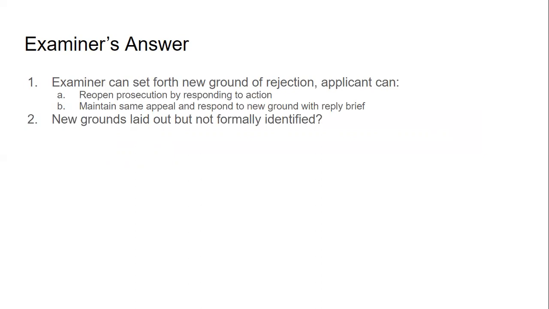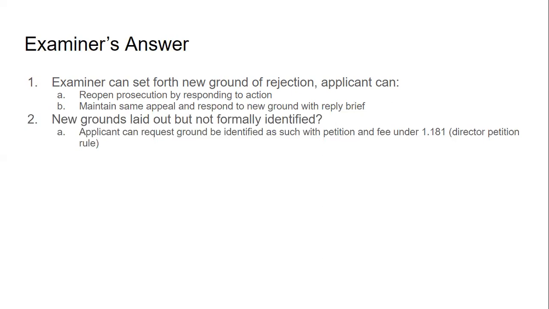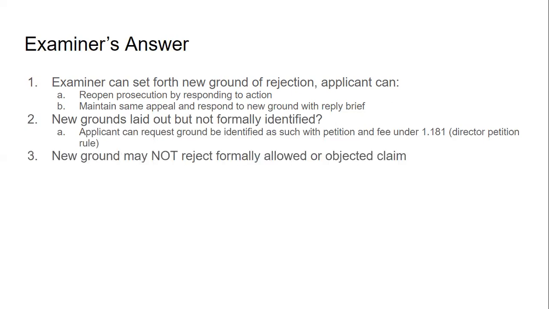Now, if the new grounds are laid out but not identified, then the applicant can request that the ground be identified with a petition and fee under 1.181. And so basically any petition to the director has to be done within 2 months. That new ground cannot reject a formally allowed or objected claim. So when we're saying objected claim, that might be something where there's an independent claim 1, a dependent claim 2, and the dependent claim 2 is allowable except that it's objected because claim 1 is rejected. So in that case, it can't become rejected at this point. And then if something was allowed before, then the new ground cannot make it rejected again.